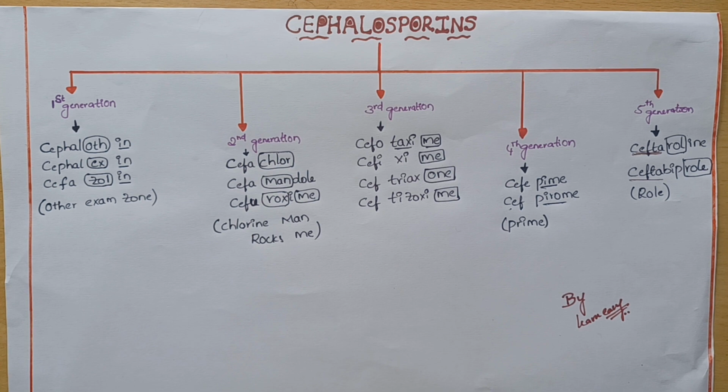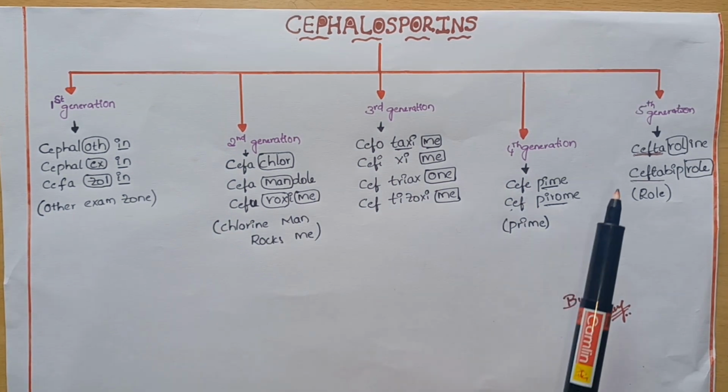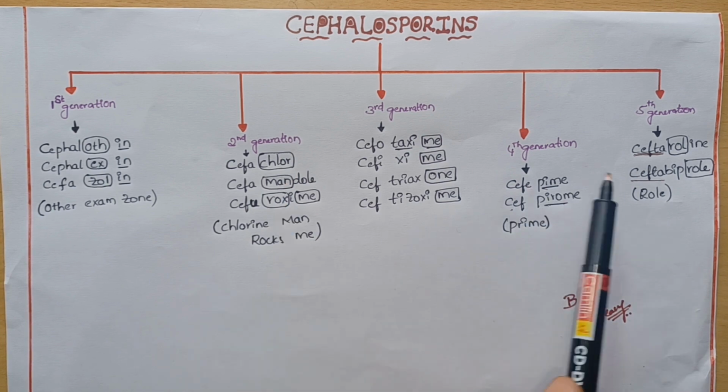Today we are going to learn cephalosporin classification, which is very difficult to remember, right? We are going to split the name of the drug and learn in an easy way with mnemonic. Cephalosporins are basically 5 generations.